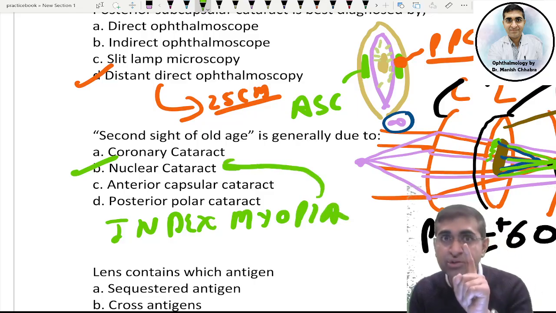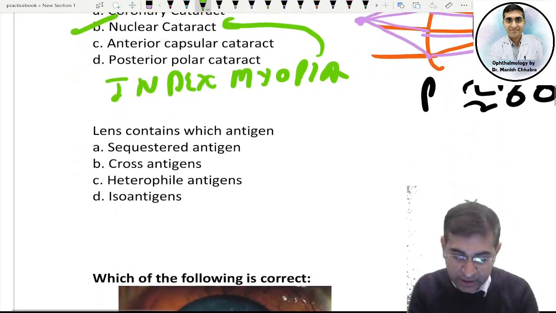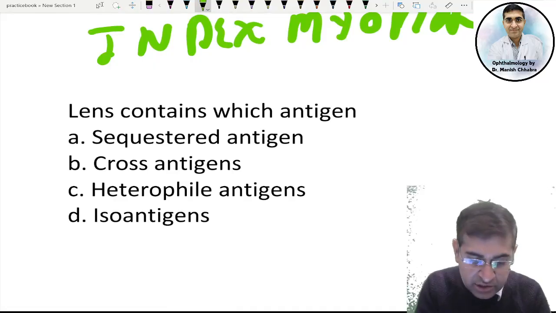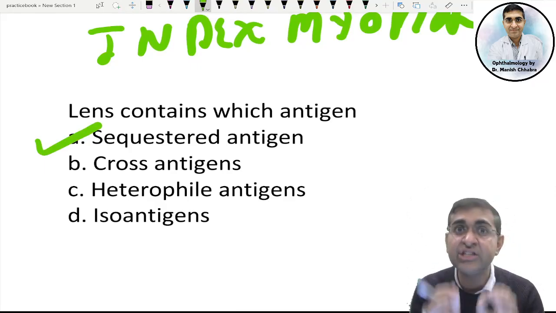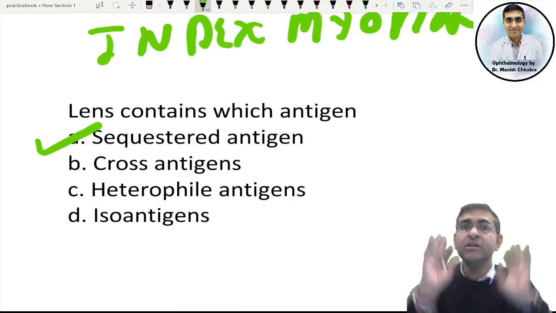But if I talk about cortical cataract, there is index hypermetropia. All right, now lens contains which antigen? So the answer is pretty straightforward. It is sequestered antigen. Sequestered antigen is that antigen which has never been exposed to the bloodstream of the body.